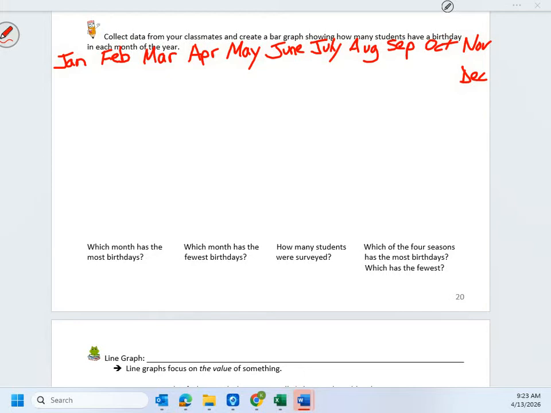Raise your hand if you have a birthday in January. One January birthday. Raise your hand if you have a birthday in February. One February. Raise your hand if you have a birthday in March. 2 March. Raise your hand if you have a birthday in April. 3 Aprils. Raise your hand if you have a birthday in May. 1 May. Raise your hand if you have a birthday in June. 1, 2, 3, 4, 5 June.